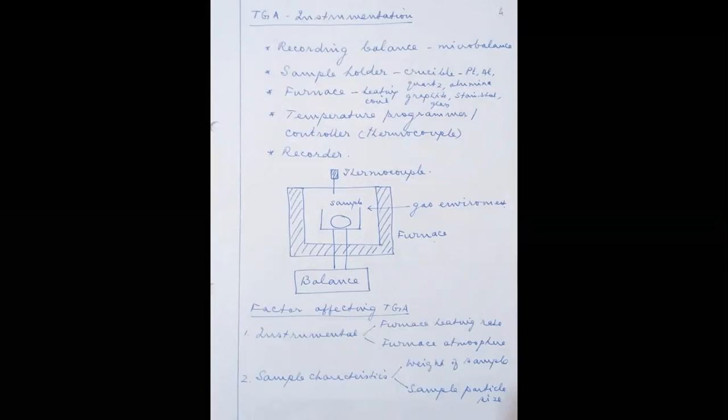So the sample particle size and the weight of the sample. So totally 4 factors, and 2 are pertaining to the instrument and 2 are pertaining to the sample. The instrumental factors are the furnace heating rate and the furnace atmosphere, and the sample characteristics are the weight of the sample and the particle size of the sample.